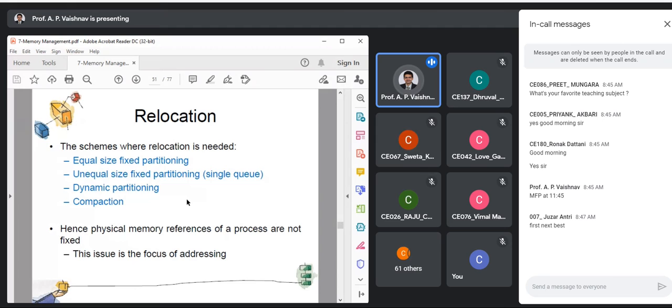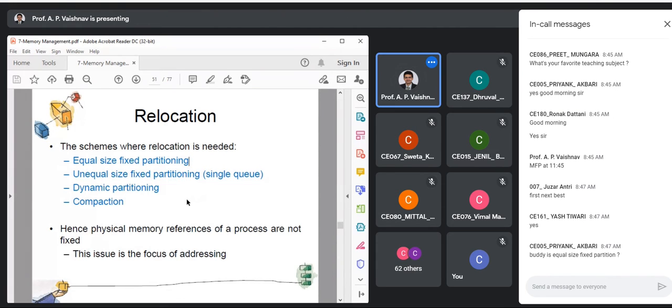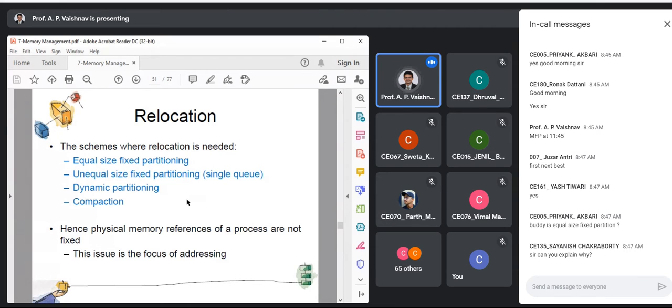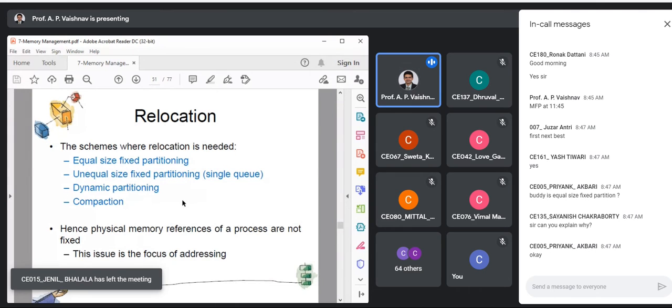Are you able to understand this? At least those who are present, right? Please answer. Yes, okay. Body is equal size partition. Okay, you can say that, Priyank. That's correct.